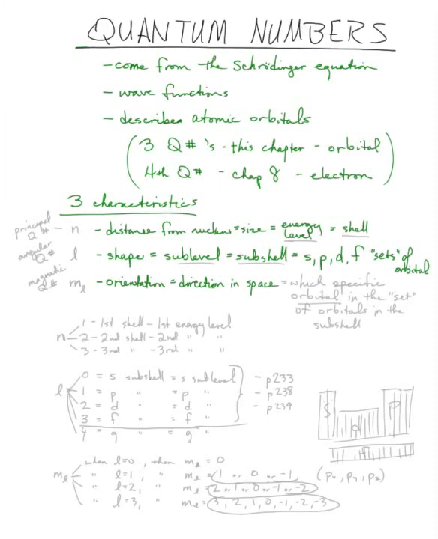Is it along the x-axis, along the y-axis, along the z-axis? Is it kind of laying at an angle in between the x and the y-axis? Where is it in space? So that tells us which specific orbital we're dealing with out of that set. Okay? The set above, which specific orbital in the set or group of orbitals in the subshell.